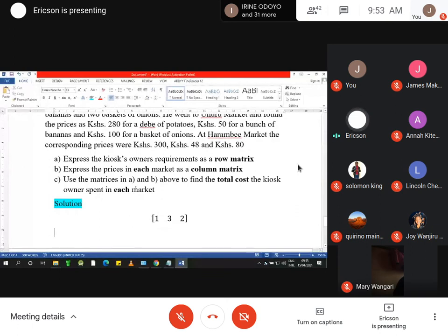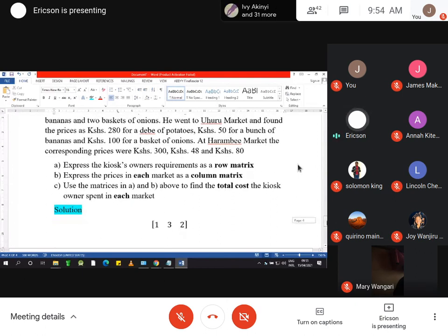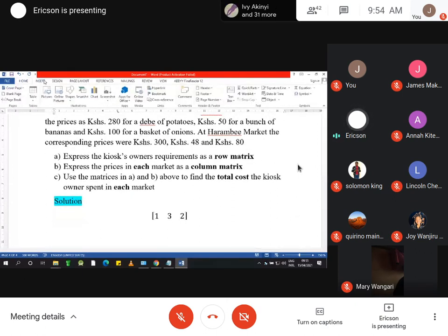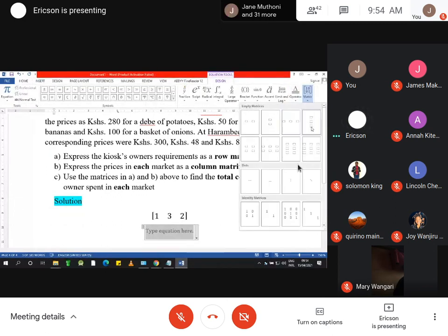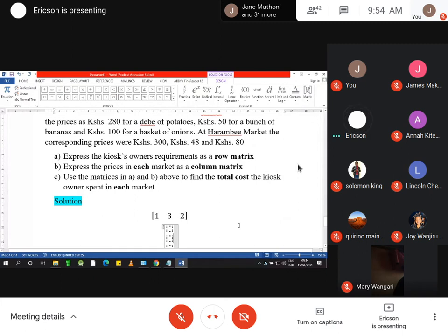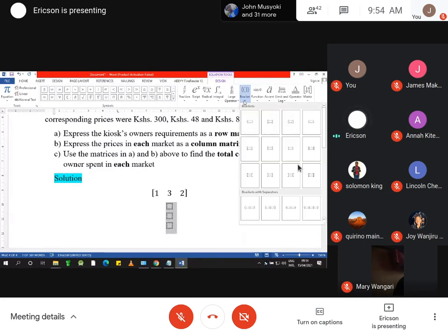Part B: express the prices in each market as a column matrix. We start with Uhuru market. So here is a column matrix. It should be this way. This is for Uhuru market, starting with Uhuru market.